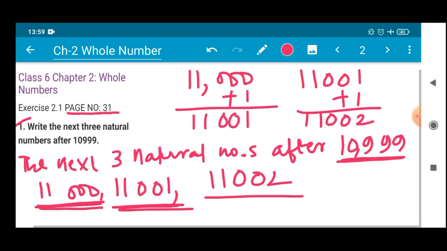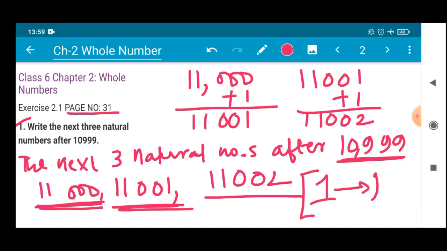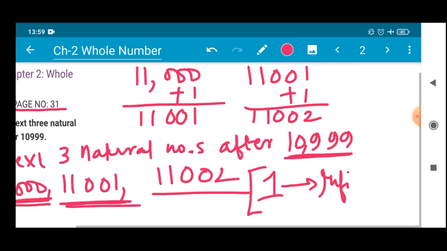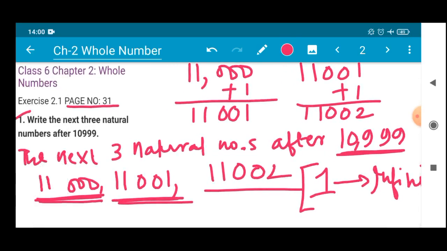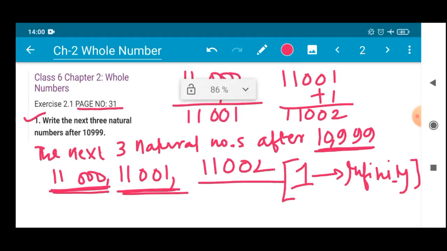So this is nothing but counting. After 999 what comes? 1,000. After that 1,001, 1,002, 1,003. So this is a natural number. Natural numbers basically start from 1 till infinity. I hope you remember this, right? We have already discussed natural numbers and whole numbers in the live class also. Now this is question number 1 of exercise 2.1.